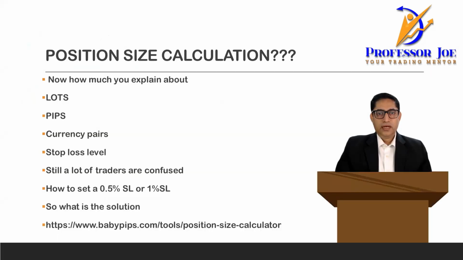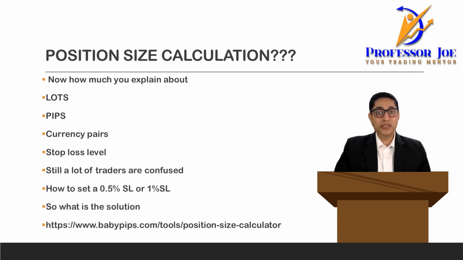Now, in previous videos, I have covered what is a lot, what is a pip, what is a currency pair, what is stop loss, how to put a stop loss. Still, a lot of traders are confused. I can tell you with my own experience, I was also confused initially. I would not understand while putting a trade whether I'm investing 0.5% in this trade, whether I'm investing 1% in this trade, whether I'm investing 2% in this trade.